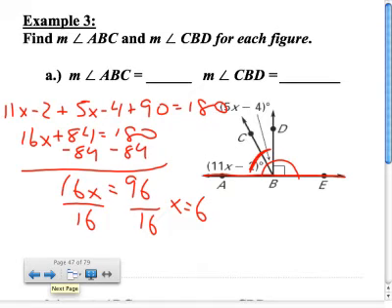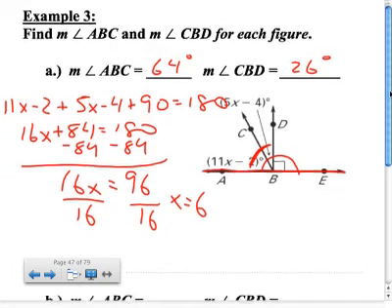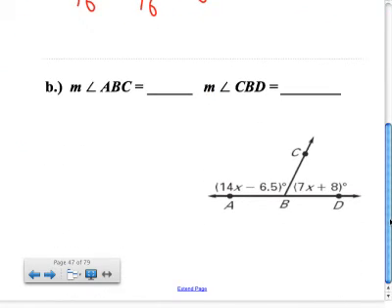All right, find the measure of ABC. Plug 6 in. 6 times 11 is 66, minus 2 is 64. And CBD, let's see here, 5 times 6 is 30, minus 4 is 26. Again, we knew that those 2 values better add up to 90 degrees. So we're good. And here, I'm going to let you do this one on your own. It's a linear pair, so they have to be supplementary.